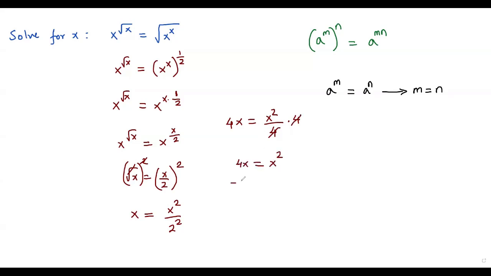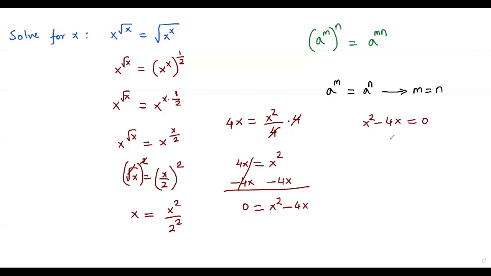Okay, now let me subtract 4x from both sides. When I do so, positive 4x and negative 4x will cancel out. I'm getting 0 is equal to x squared minus 4x. Further, this equation can be written as x squared minus 4x equals 0. So we have 0 here on the left side. It can be taken to the right side.